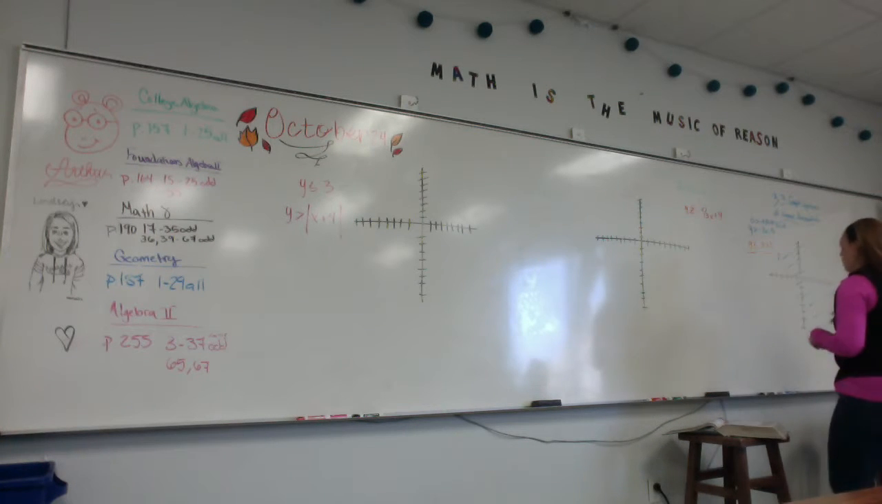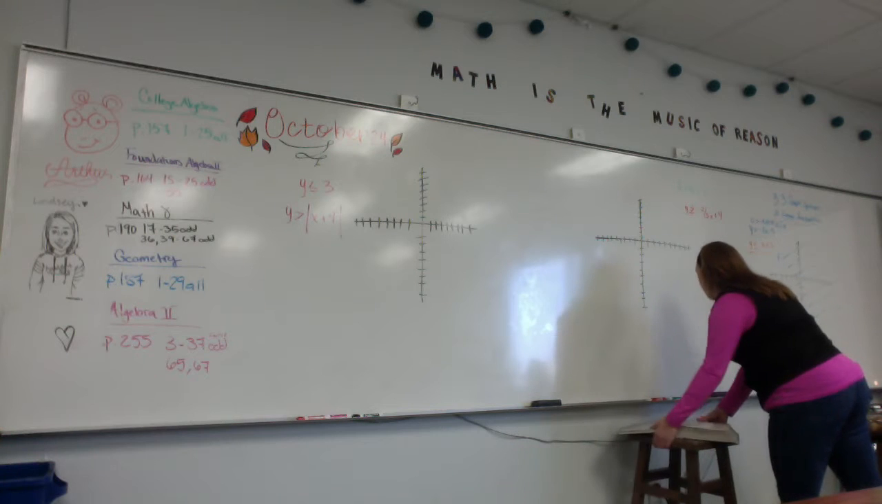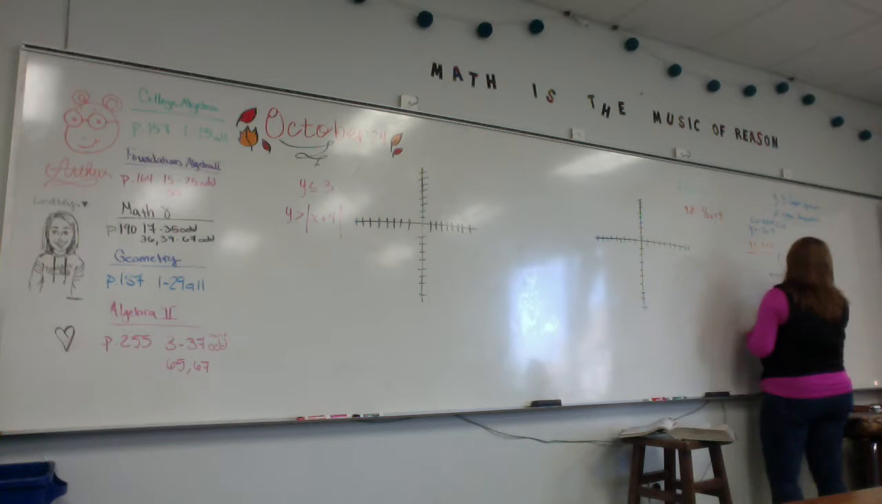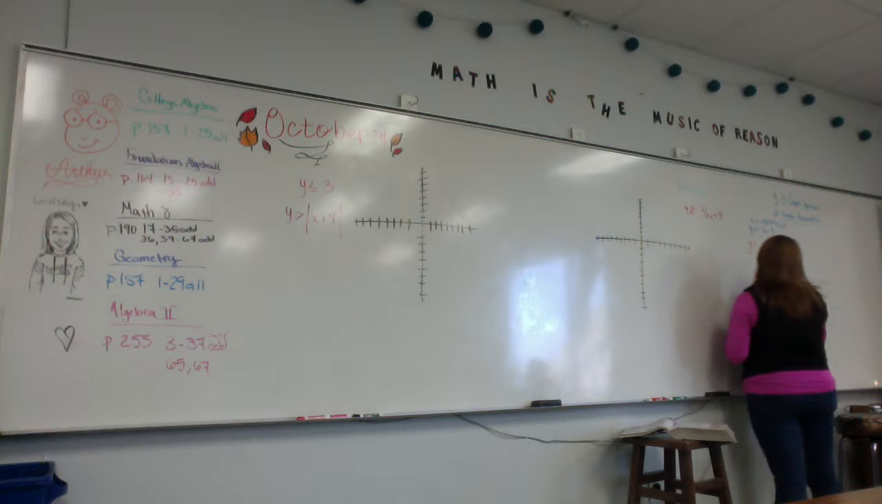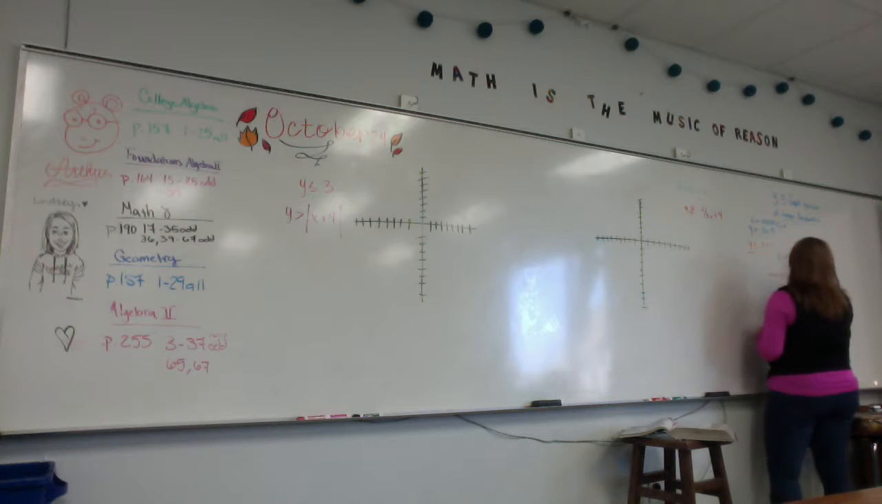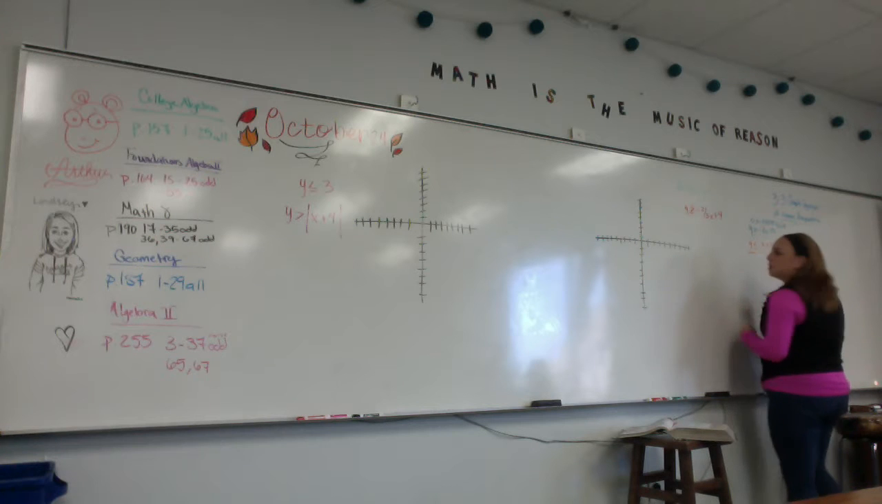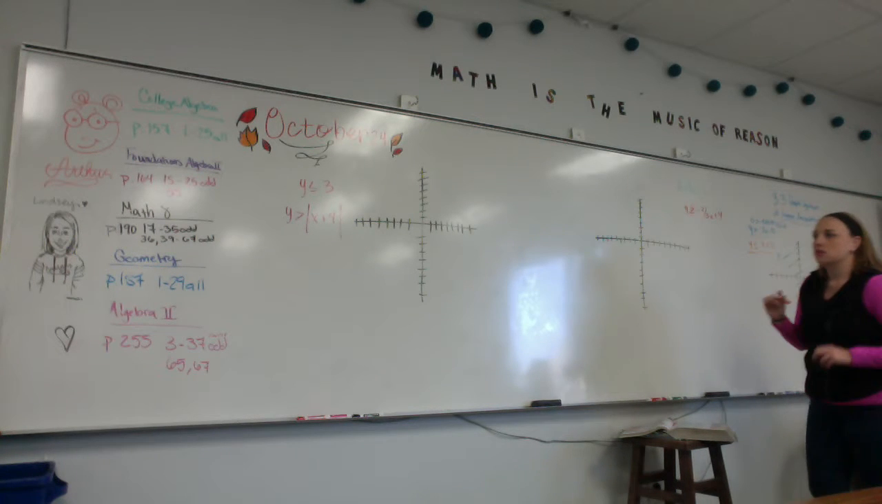Where does this graph start? y is less than or equal to x plus 3. At positive 3. 1, 2, 3. What is my slope? 1. So up 1 over 1. Dotted or solid line? Solid, good.